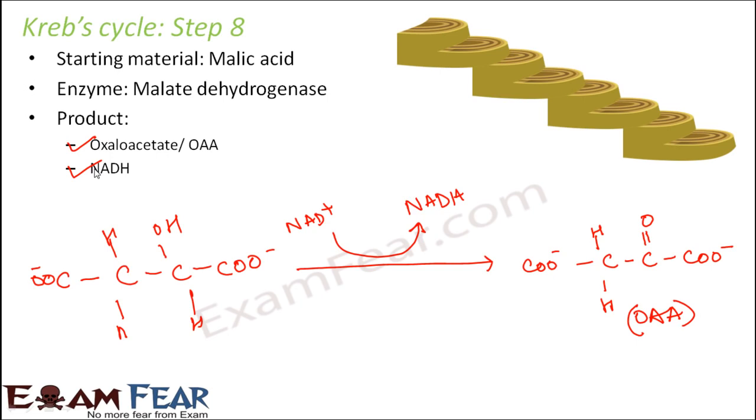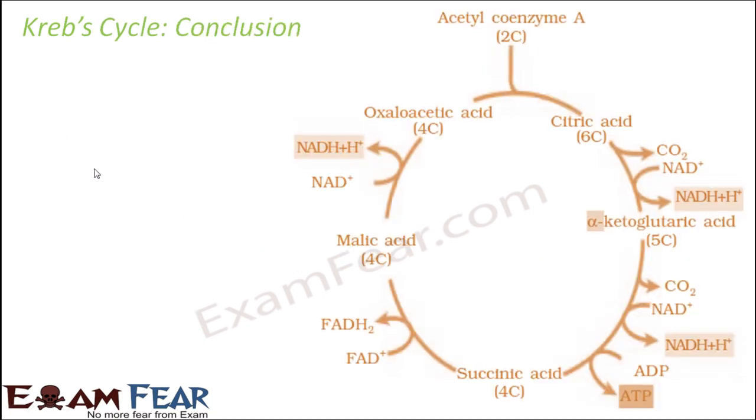And side by side so many energy rich molecules are produced. So here if you see, in quite a number of steps we saw that NADH was produced, FADH2 was produced, ATP, GTP were produced. So at a lot of places energy rich molecules were produced. So now that we have understood all the 8 steps separately, it is time to look at the conclusion.